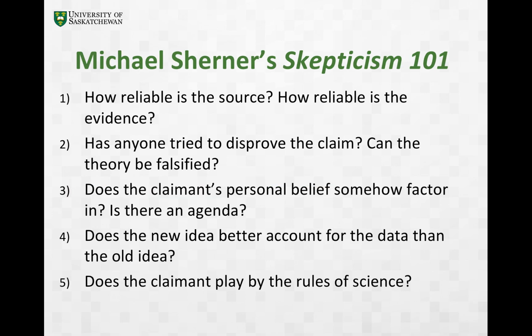All right, welcome back. So really, Michael Shermer's big few points here are: how reliable is the source, right? How reliable is the evidence that's being presented? Has anyone ever tried to disprove the claim? Can we falsify this theory? This ties very nicely back into how we talked about the 5 steps in science and the rules of science. Number 3, does the claimant's personal belief somehow factor in? Is there an agenda? Number 4, does the new idea better account for the data than the old idea? Number 5, does the claimant play by the rules of science?